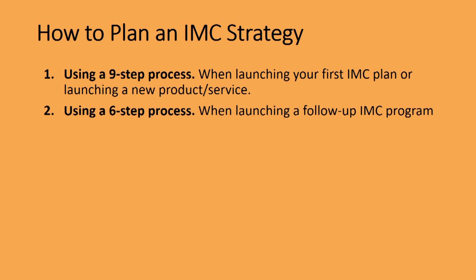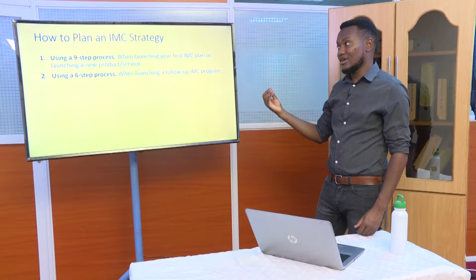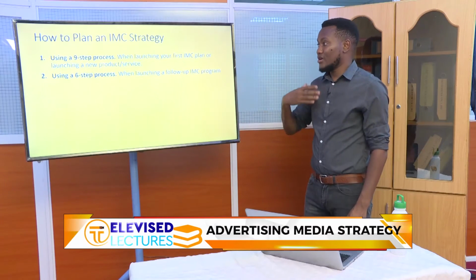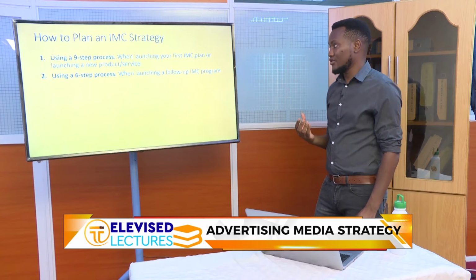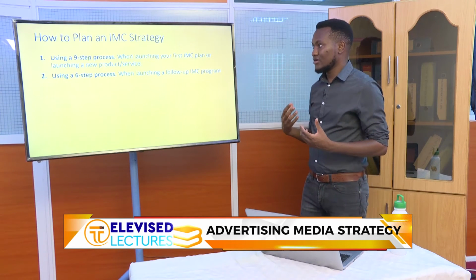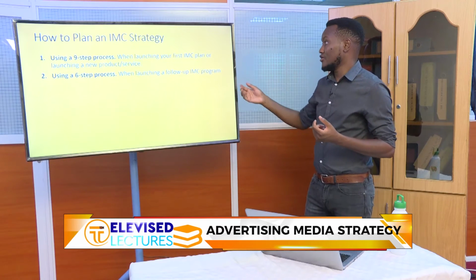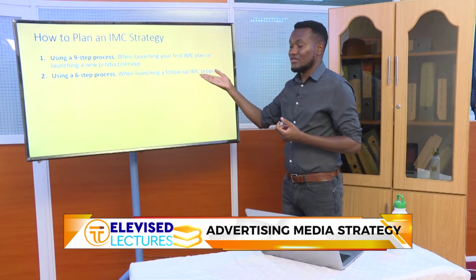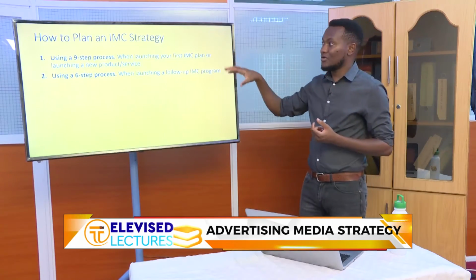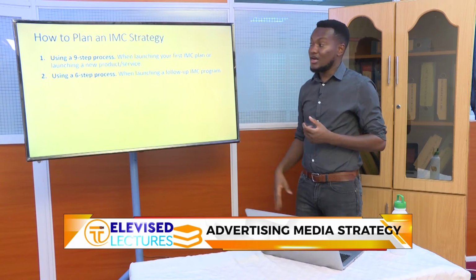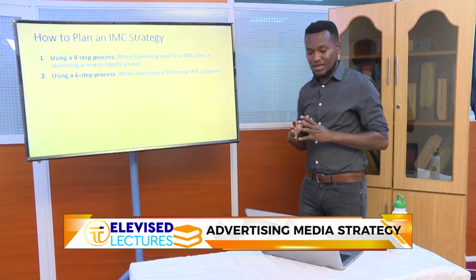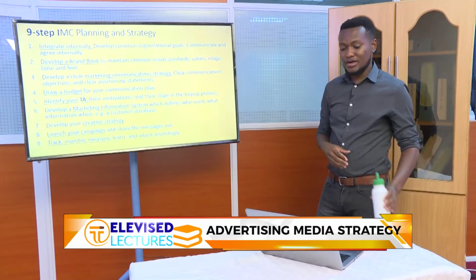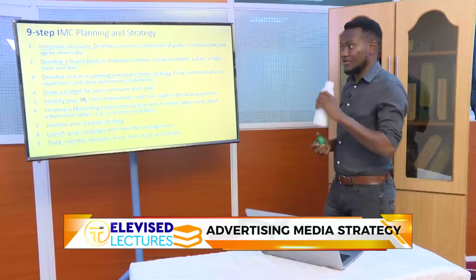But if you are having an existing product, like the Nokia phone that I was giving the example of, a product that has already been in the market for decades, and you want to revive it, you want to give it a new oomph, as they say, then you will not use the 9-step process. You'll use a shorter process called the 6-step process. Once I explain these two-tier processes, then we will wrap up today's session. So let me begin with the 9-step planning and strategy process.